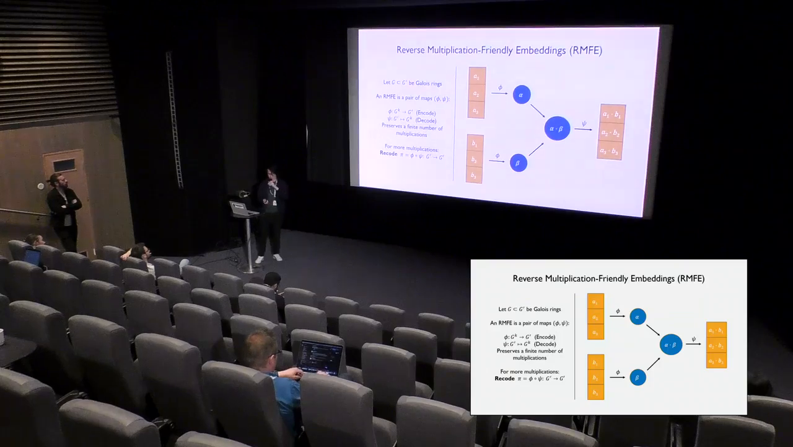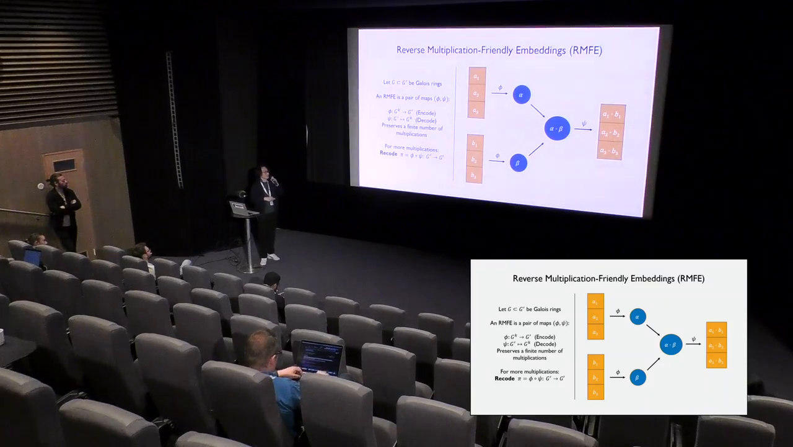The second ingredient that we'll need is reverse multiplication friendly embeddings, or RMFEs for short. If we define a tower of Galois rings G and an extension ring G', then an RMFE is a pair of linear maps, phi and psi, that have the following functionality. Phi is able to take vectors over the lower ring G and map them to an element in G', such that if I multiply two outputs of phi in the ring G', then I can use psi to recover the component-wise multiplication of the original vectors over G.